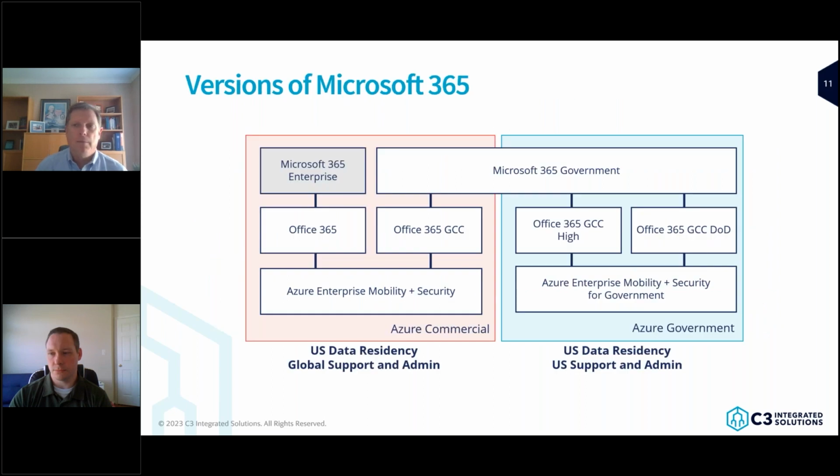So what does this mean? When we look at the different versions of Microsoft 365, we usually use this chart to illustrate it because it really graphically shows where different versions live and what the relevancy is to each one of those versions. If we start in the top left-hand corner with Microsoft Enterprise, that's the worldwide version, or the commercial version, of Microsoft 365. It includes Office 365 as well as the EMS capabilities, and all of that lives in the commercial version of Azure. This is fantastic. It works really well. It's been a tremendous success.